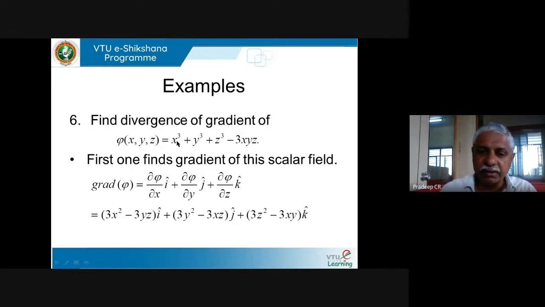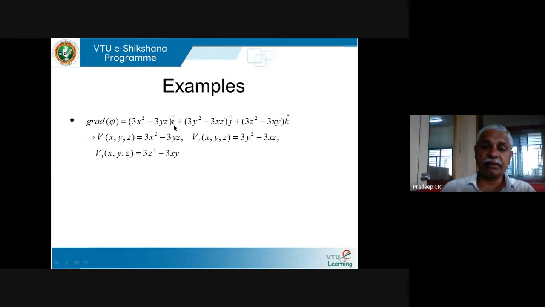Differentiate this with respect to y, then I'll get 0, 3y squared, 0, minus 3xz. That's what I have written here, 3y squared minus 3xz, with j. Now del phi by del z: I'll get 0 plus 0 plus 3z squared minus 3xy, that's what I have written here, the coefficient of k. So the i, j, k coefficients are the derivatives of this with respect to x, y, and z. I've done that. So this is grad phi.